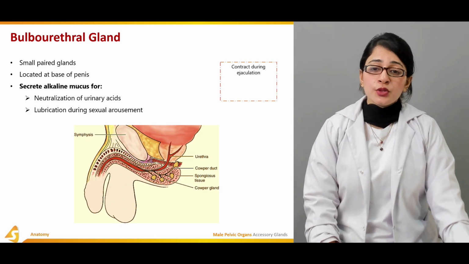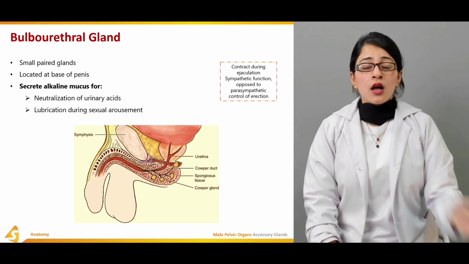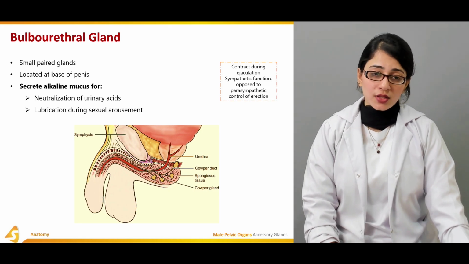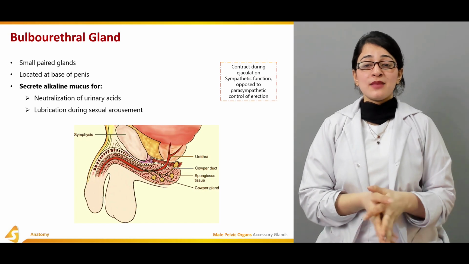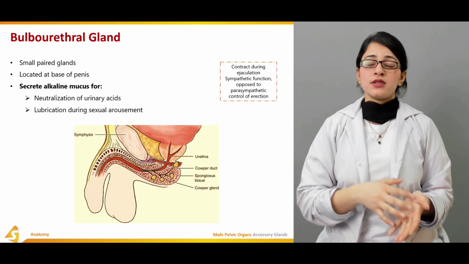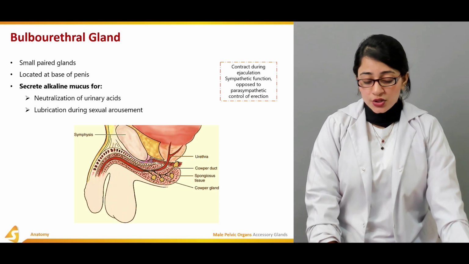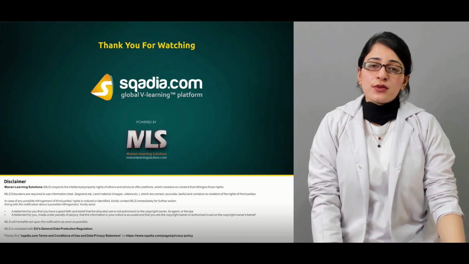Causing the contraction during the ejaculation. The sympathetic function is to oppose the parasympathetic control of the erection. So the erection is the process caused by the parasympathetic stimulation of the nerves. Then the sympathetic function comes, and that is opposite to that of the parasympathetic function, causing the contraction during ejaculation. So this was about section 4.